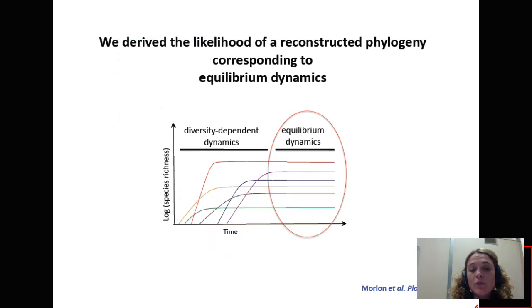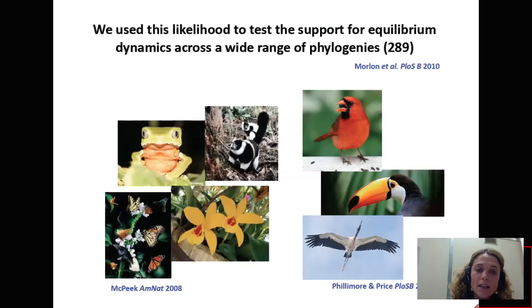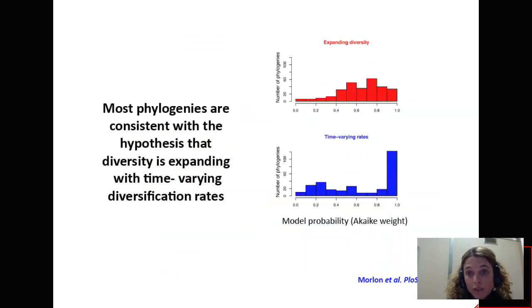To do this in the general framework I showed you before, we need to derive the likelihood of the reconstructed phylogeny, and that's what we did, using predictions from the coalescence process from population genetics. So we derived this likelihood, and then we applied it to a large set of phylogenies, 289 phylogenies spanning a wide range of taxonomic groups, using the repository that Mark put together, and some phylogenies by Albert Phillimore and Trevor Price on birds. So here are the results.